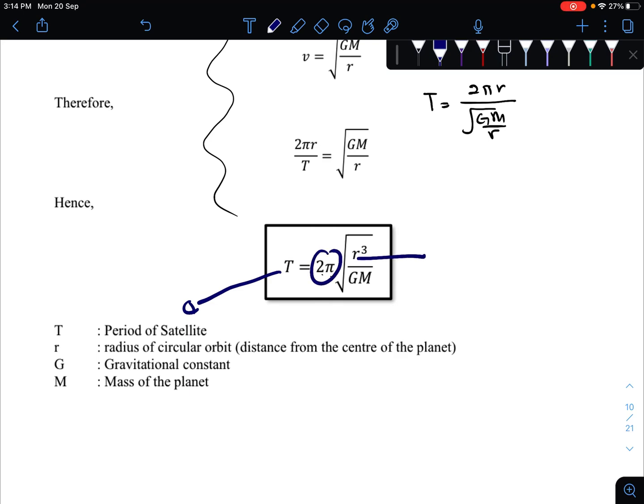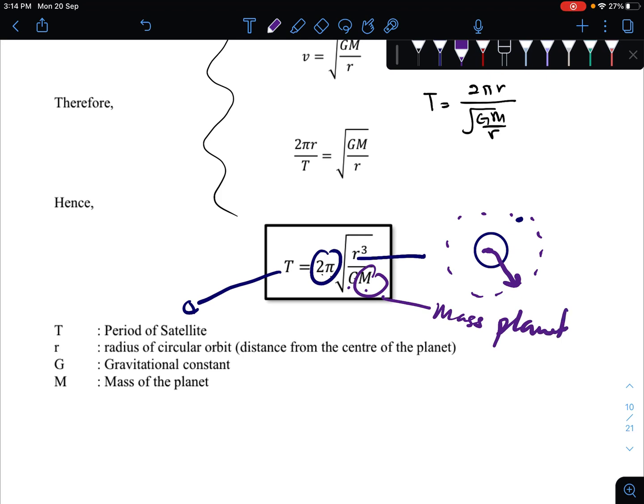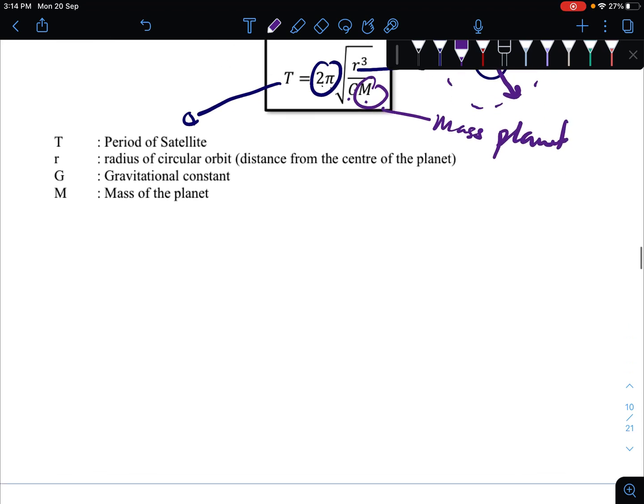Okay, 2 pi is a constant, r here is the radius of the circular orbit from the center, because we have the planet at the center and the satellite here. So the distance here is the distance of that circular motion. Circular motion must be measured from the center of the circle. This is our orbit, so this is its distance. This is the r from the center of the planet, G is the gravitational constant, and the mass here is the mass of the planet. Who is at the center? Who are we orbiting? The mass of the planet. Alright.